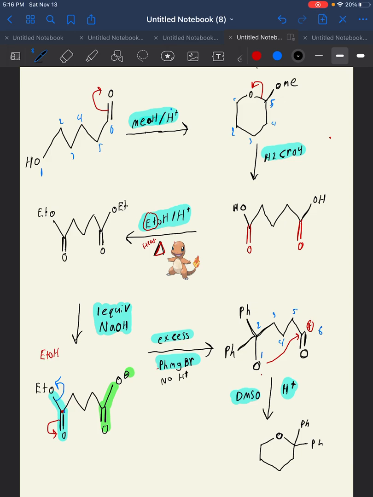You could also have these flips. You could count counterclockwise or you could count clockwise. So 1, 2, 3, 4, 5, 6. We would have our ketone and we would be given our final product.